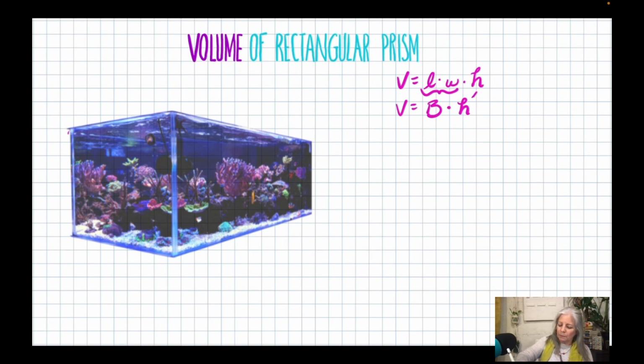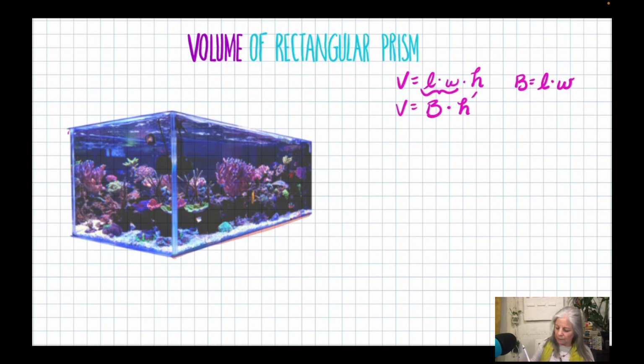So let me write that over here. Area of the base is the length times the width. So your base is a two-dimensional object. Now let's get started with just looking at this aquarium. We're going to find the volume of the entire aquarium.